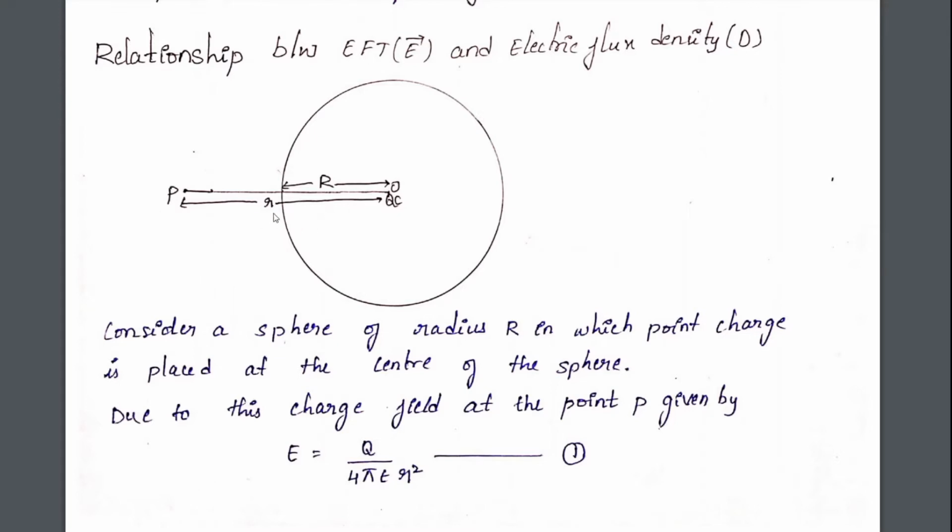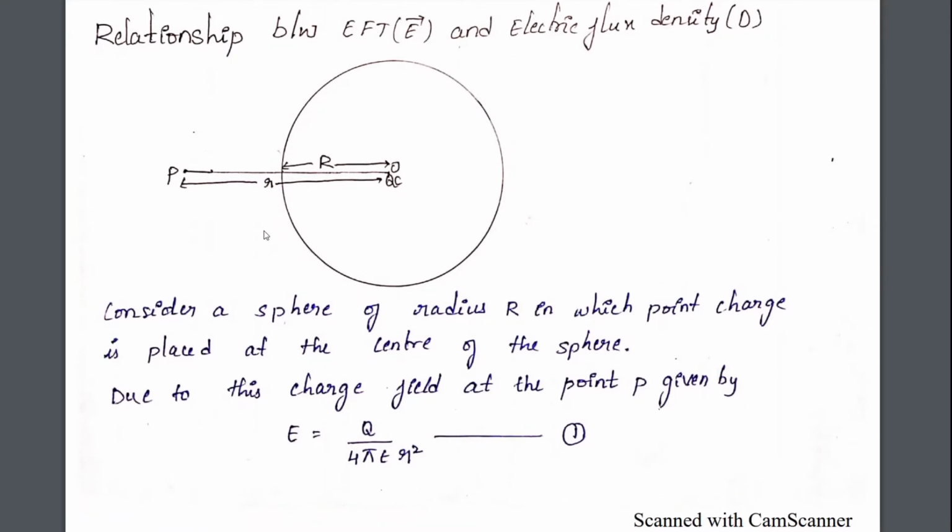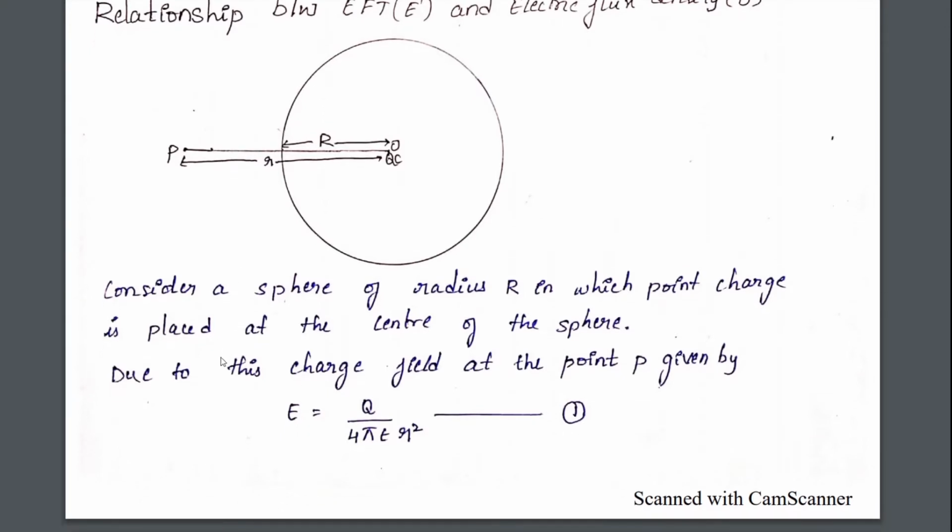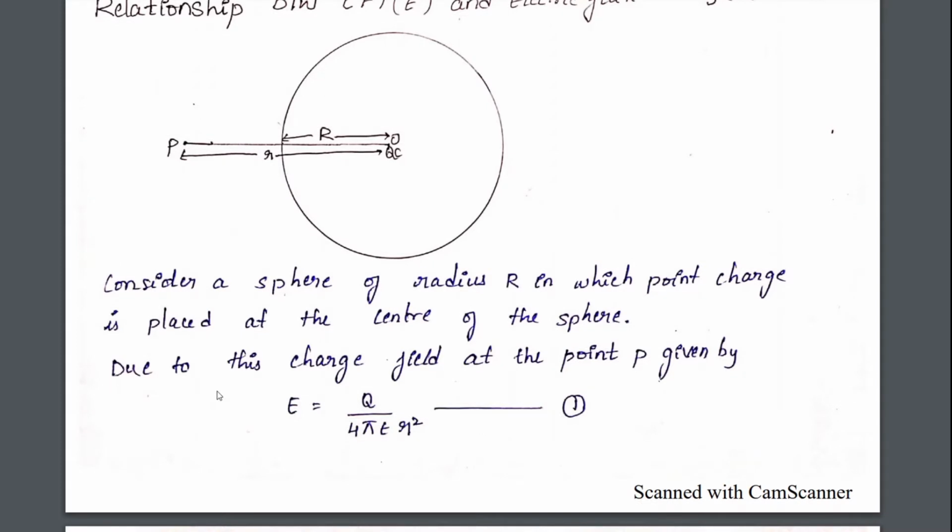So what we are deriving here is the relation between field intensity and flux density. In order to derive this, you consider a sphere with a charge of q at its center, and the radius of the sphere is assumed to be capital R. Due to the charge q at the point P at a distance small r, outside the sphere, you calculate the field first. So we'll write the field in magnitude form. The field at point P due to q is, you know the expression for field, q by 4 pi epsilon r square, in magnitude form.